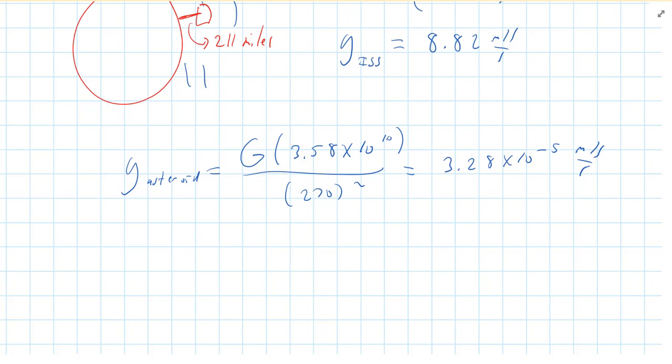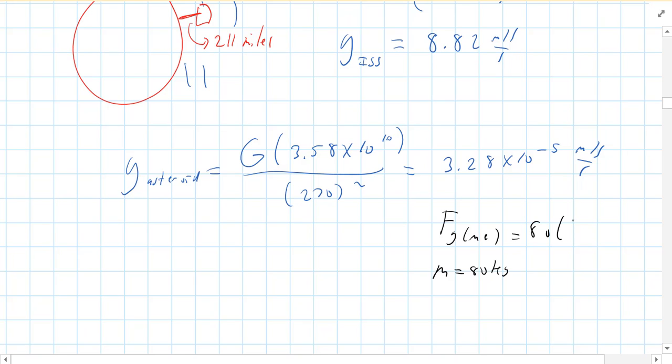Now, to give you an idea what that means, first of all, that's incredibly tiny. The gravity on this thing is incredibly tiny. Just to give you an example, the force of gravity on me, remember my mass is approximately 80 kilograms, would be 80 times this number, which would be 0.0026 newtons, which would be some very small fraction of an ounce. So while we're not weightless on this asteroid, we are awfully darn close, okay?